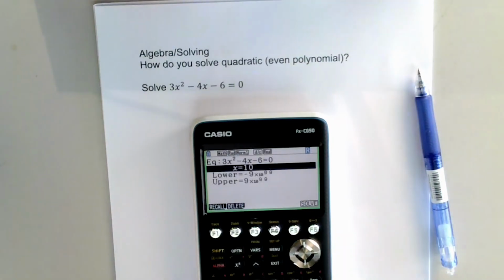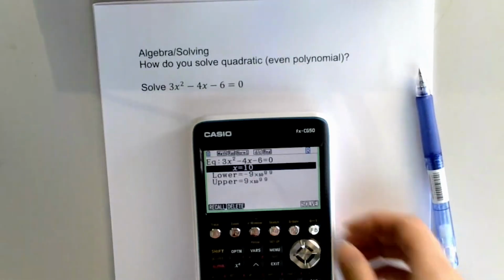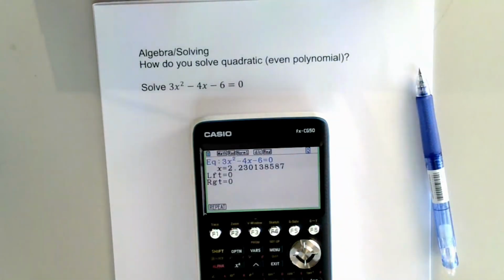There's an initial value there. They will estimate that for you. And when you solve it, here is the issue. You only got one answer. You might miss out some of the answer if you use solver.